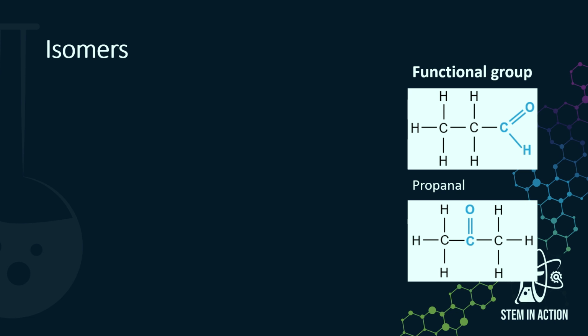And what we'll notice there is that the C=O bond is at the end of the chain in the propanal, but it is in the middle of the chain in the propan-2-one. And these two are functional group isomers. And the difference there is simply the position of the functional group. And this one is an aldehyde, while this one is a ketone.